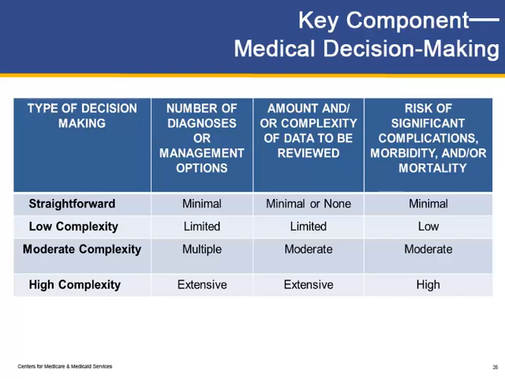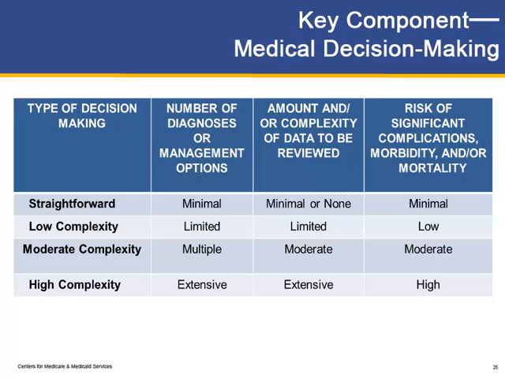The amount and complexity of medical records, diagnostic tests, and any other information that must be obtained, reviewed, and analyzed, and the risk of significant complications, morbidity, and mortality, as well as comorbidities associated with the patient's presenting problems, the diagnostic procedures, and the possible management options. There are other elements and subcategories that must be considered in medical decision-making.